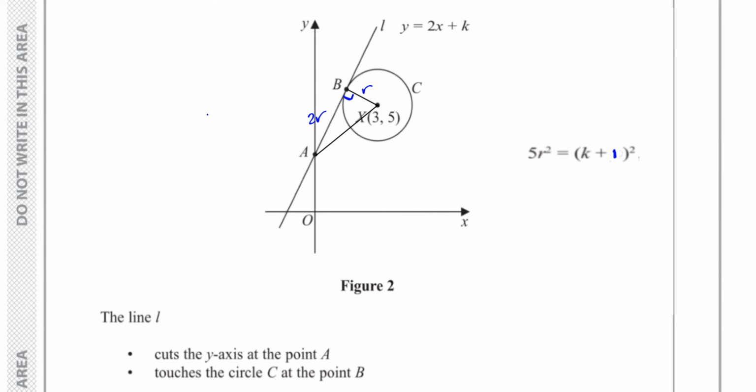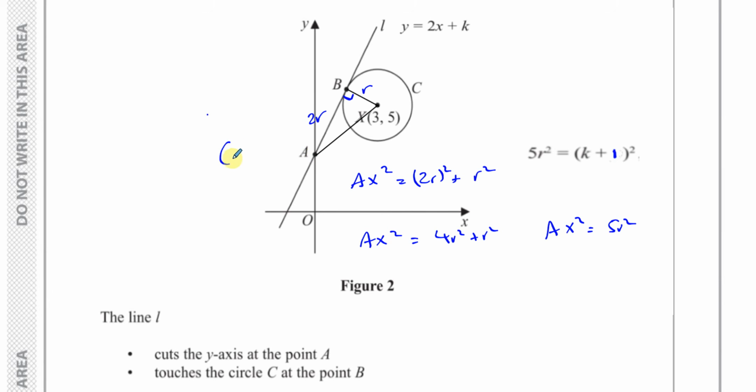Okay, and we can now use what we've just done to try to figure out some stuff. For example, I can say that the square of AX is equal to the square of 2R plus the square of R. So AX squared is equal to 4R squared plus R squared. Okay, so we can say AX squared is equal to 5R squared. And we see we have a 5R squared there. And we know something about A. We know that the y-intercept of A is at the point, the y-intercept of this line is 2x plus k.